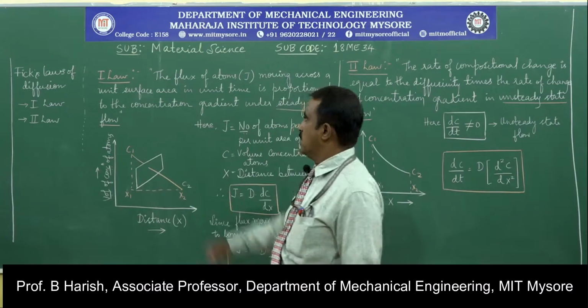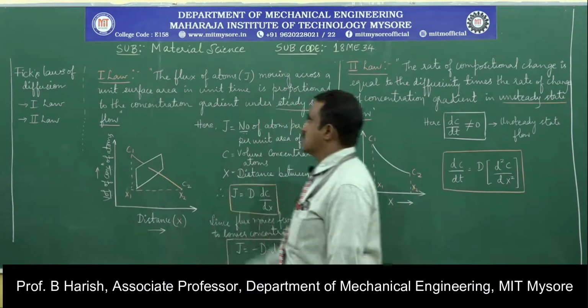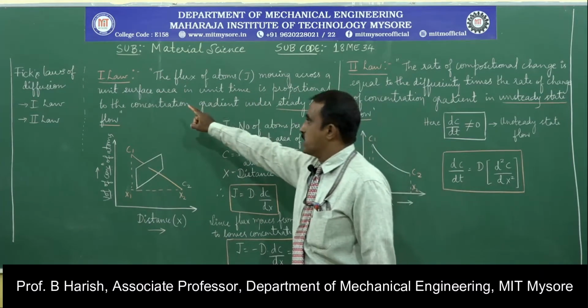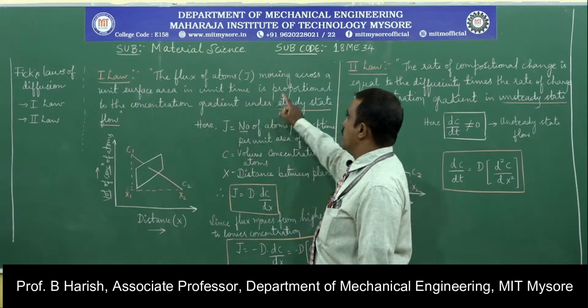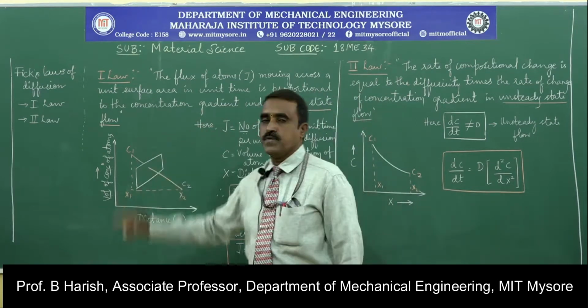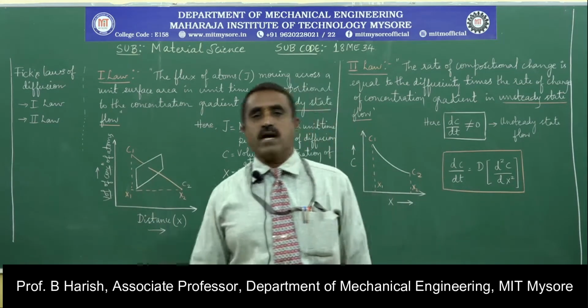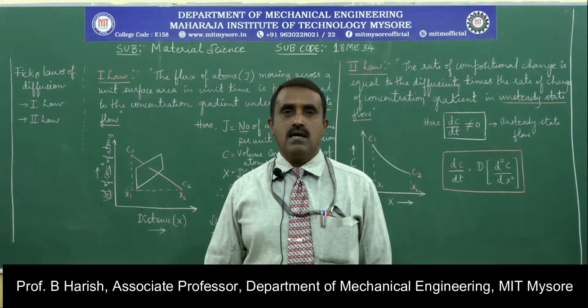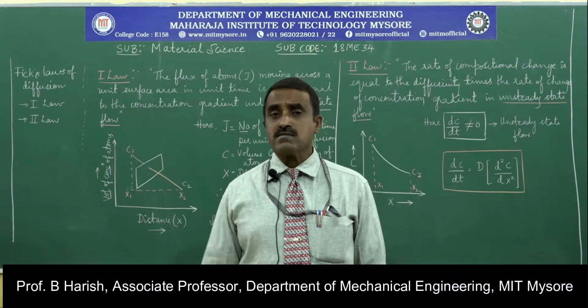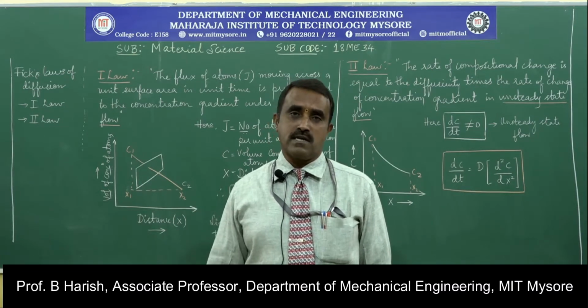So coming to the first one, Fick's first law. The statement says that the flux of atoms moving across a unit surface area in unit time is proportional to the concentration gradient under steady state condition. Here, the two laws are given, one for steady state condition and the other for non-steady state condition. What is steady state condition? What is non-steady state condition?